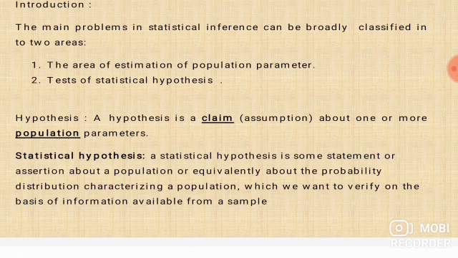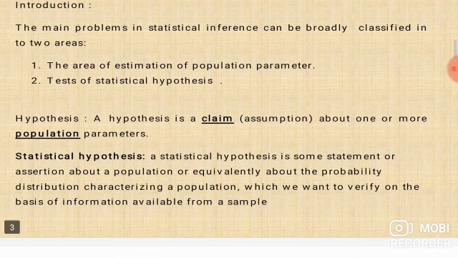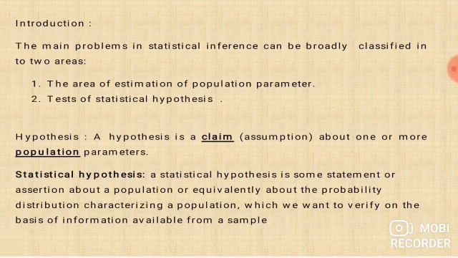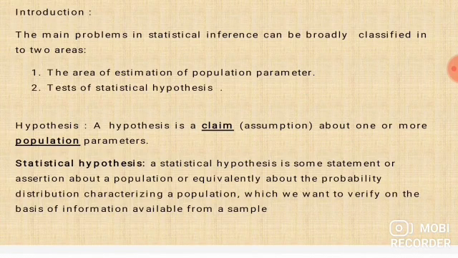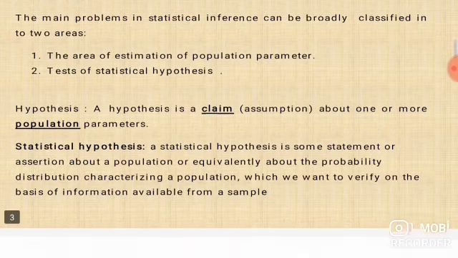Dear students, hypotheses are of different types: simple hypothesis, composite hypothesis, scientific hypothesis, and statistical hypothesis. Here we only discuss statistical hypothesis. A statistical hypothesis is some statement or assertion about a population, or equivalently about the probability distribution characterizing a population, which we want to verify on the basis of information available from a sample.